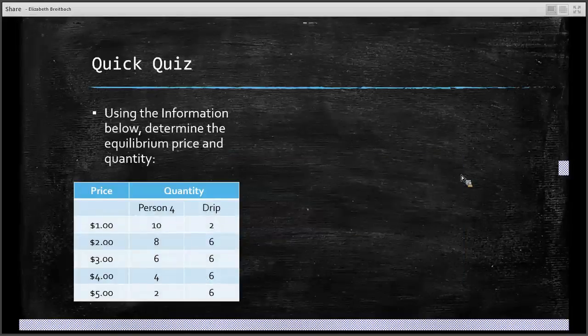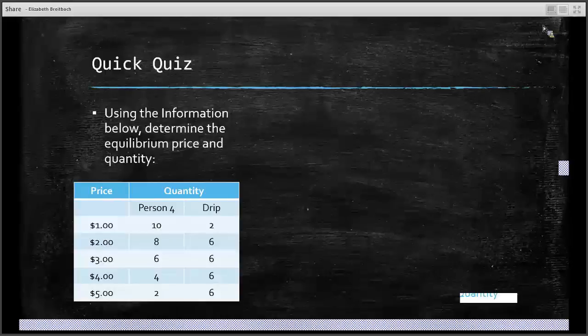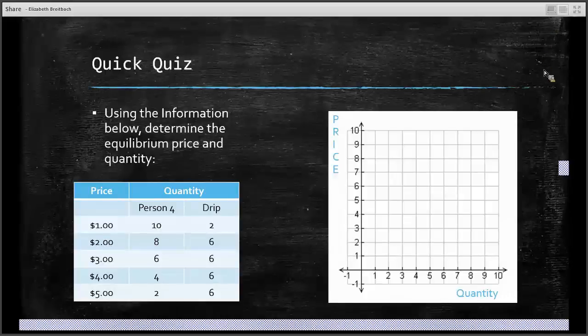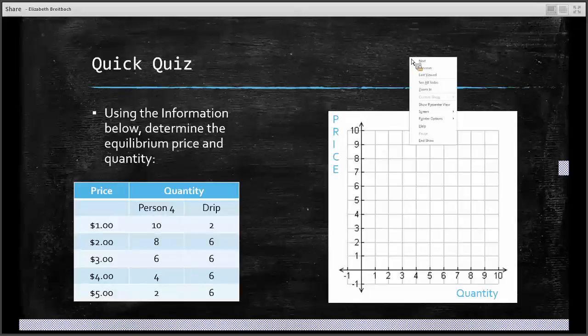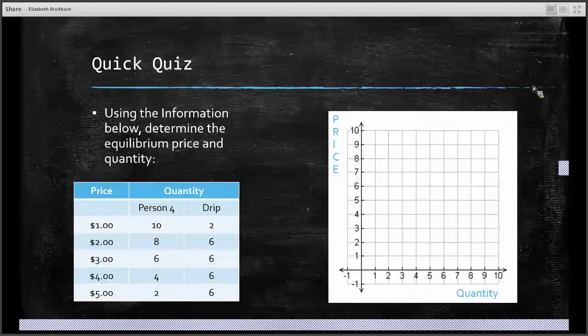All right, so let's take person 4 and Drip and let's draw out our supply and demand curve and determine the equilibrium price from there. So I want everyone to take a few minutes to pause this and make sure you can determine the equilibrium price and quantity, and also draw in the equilibrium price and quantity on this graph.